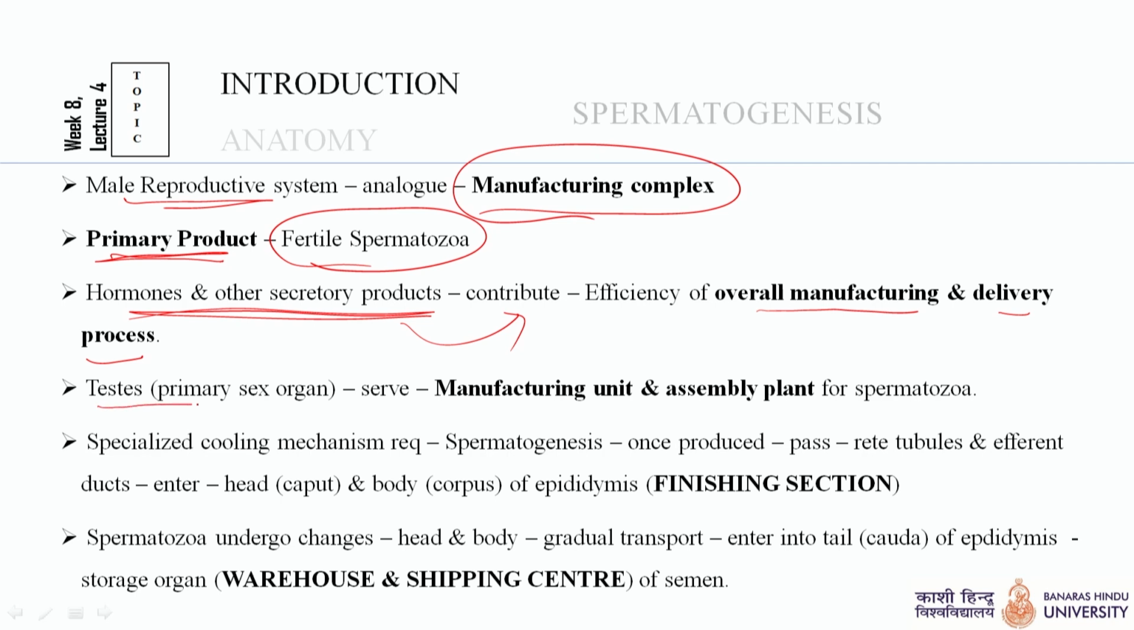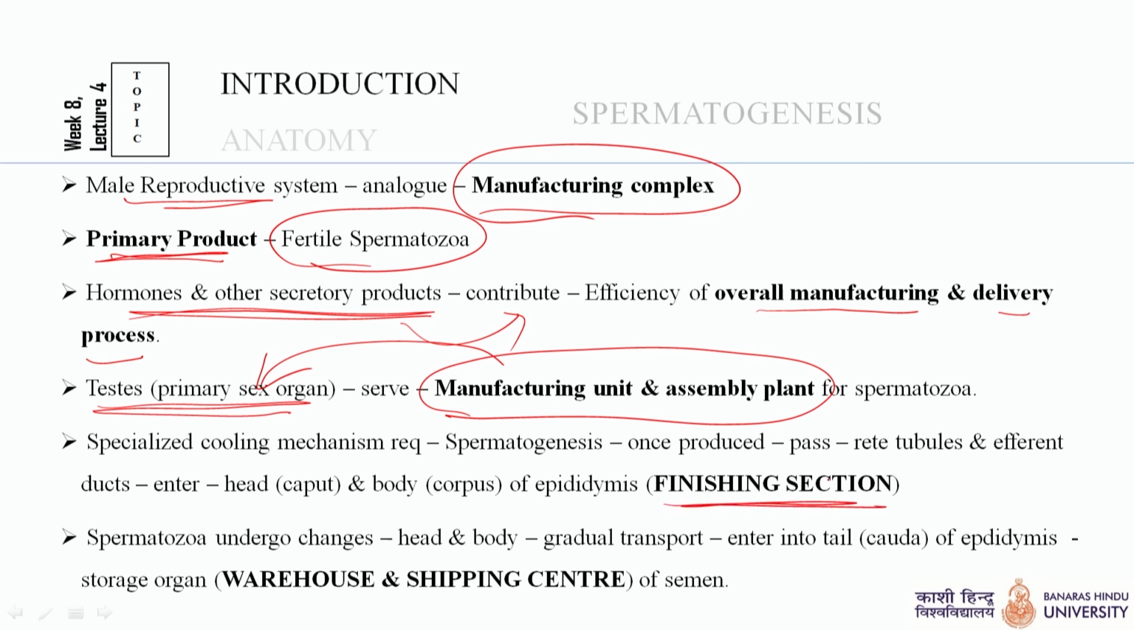Then what is the primary sex organ? The manufacturing unit and assembly plant for spermatozoa is the testis, which is the primary sex organ where the primary product, that is fertile spermatozoa, is produced. Then, in the finishing section, a specialized cooling mechanism is required for that production, right? That is called the pampiniform plexus, where the countercurrent exchange mechanism takes place, which we'll see in the upcoming slides. With the help of that, the spermatogenesis process will take place.